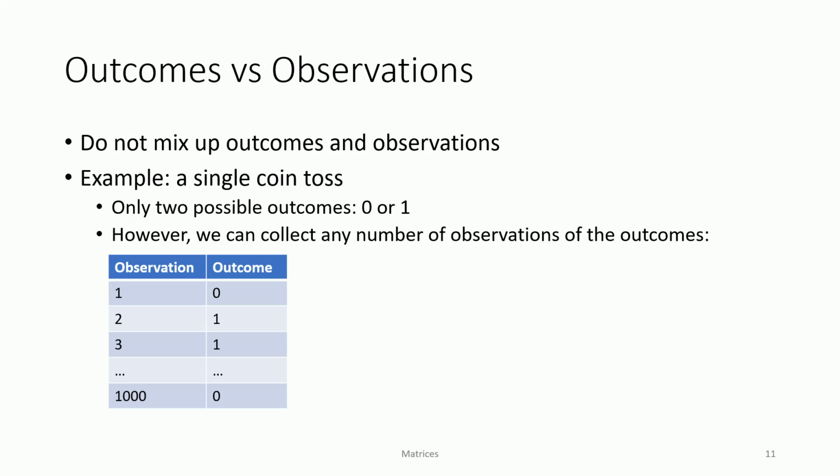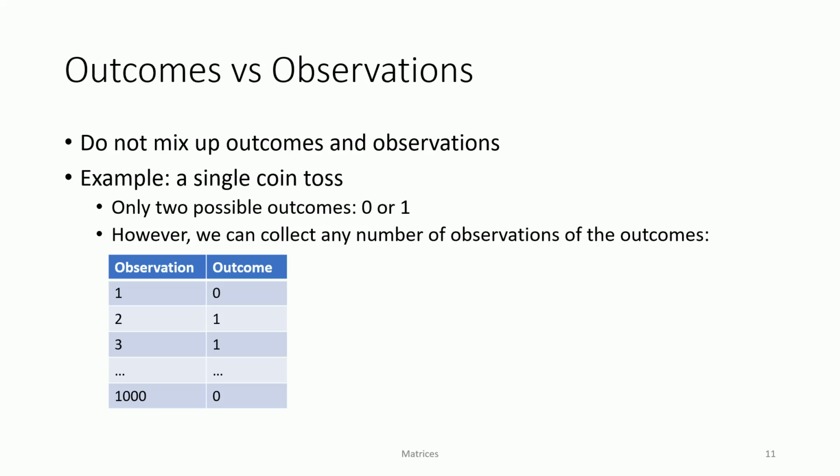Now, let's emphasize the distinction between outcomes and observations, right? Never mix up outcomes and observations. So, for example, we have a single coin toss, and what is the outcome? It's going to be 0 or 1, or heads and tails, right? Let's say heads and tails are mapped to 0 and 1. Then the outcomes, the set of all possible outcomes, is just two numbers, 0 and 1. That is the only outcomes which can be generated from a single coin toss variable.